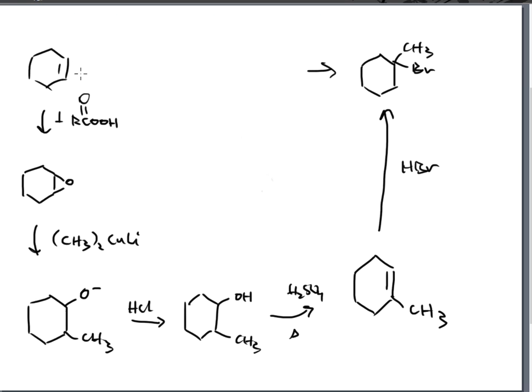Cyclohexene has reacted with the peroxy acid to make an epoxide. The epoxide has significant strain. That epoxide will react very easily, and it will react with a Gilman's reagent. That Gilman's reagent will alkylate the chain or the ring, and that will put on a methyl group. We're then going to add hydrochloric acid to protonate the oxygen.